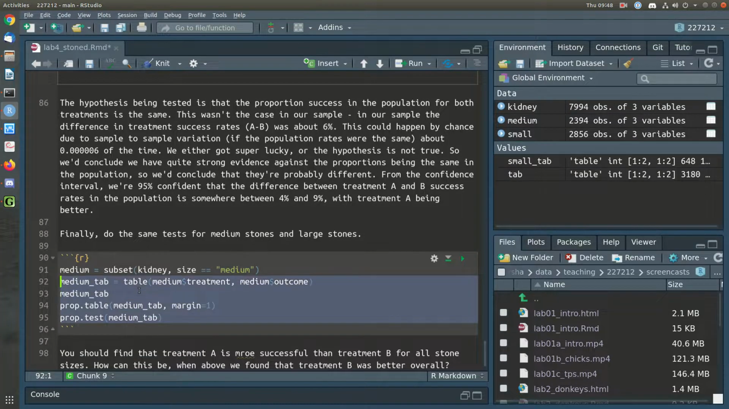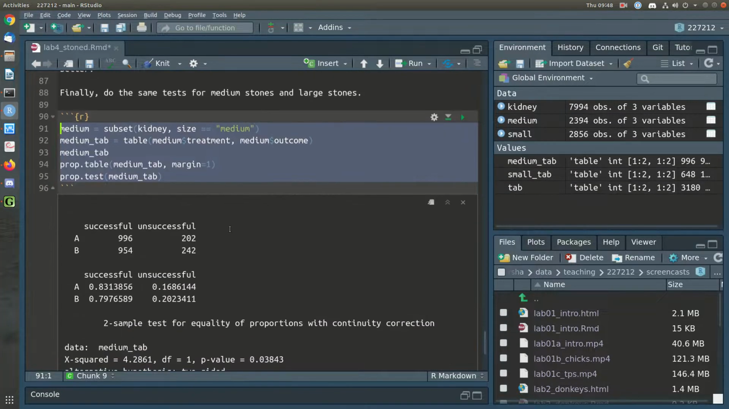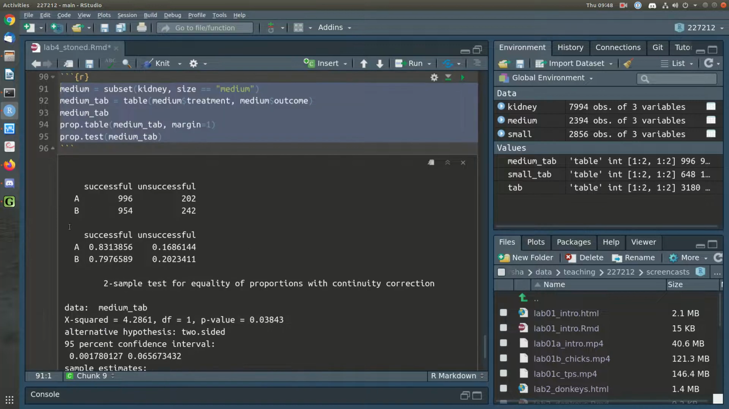Okay, so we'll run all that code. So you can see here's our table. It's actually not too bad to compare directly because the counts in the rows are almost the same, right? So we can easily see that A is more successful than B and B is more unsuccessful than A. Converting to proportions, we see that 83% of A is successful and just under 80% of B, so there's a difference of just over about 3.4% or so.